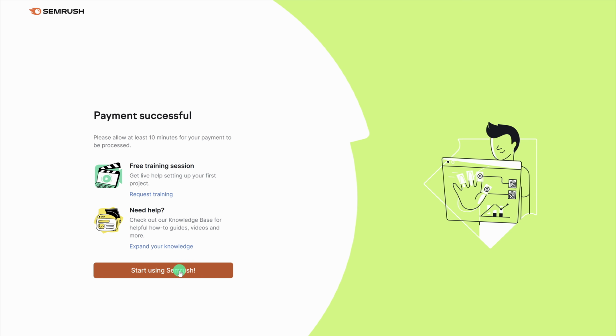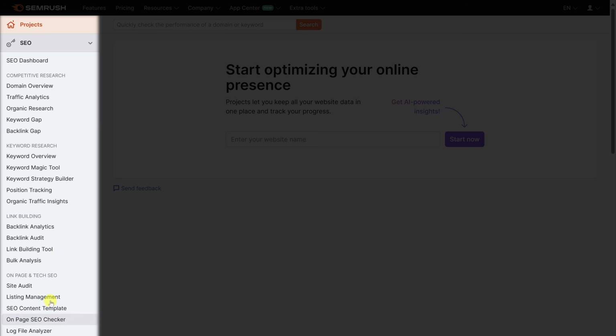Click Start Using Semrush. You'll see a lot of tools on the left-hand side. Each tool is a specific piece of the SEO puzzle. Okay, so if you're new to Semrush, you're probably thinking there are over 20 tools here. How do I even get started? So let's make it simple.